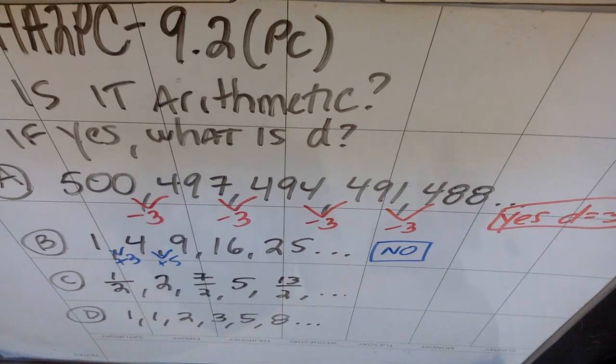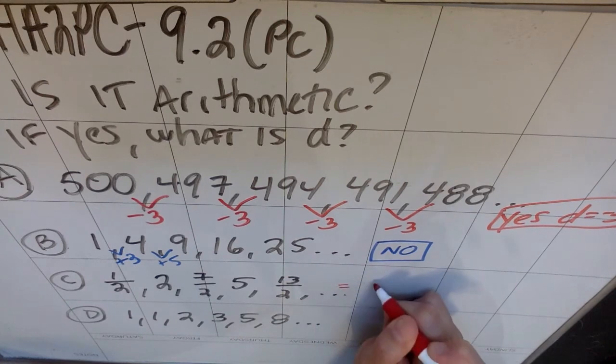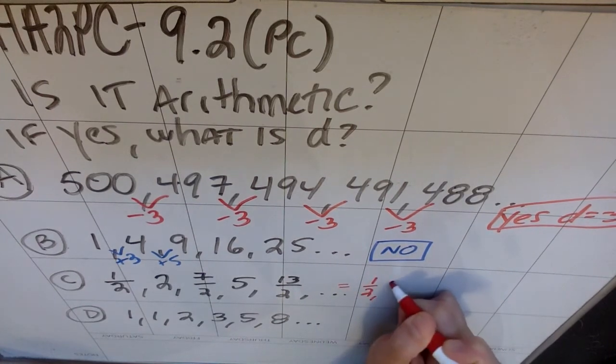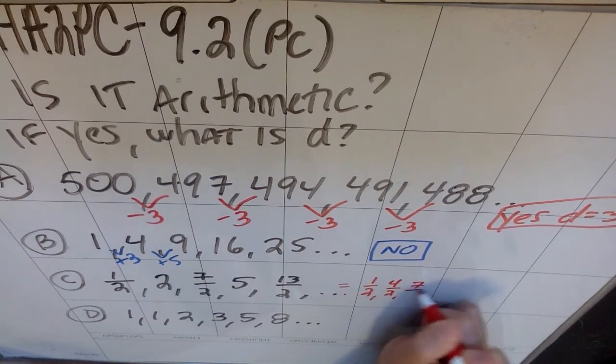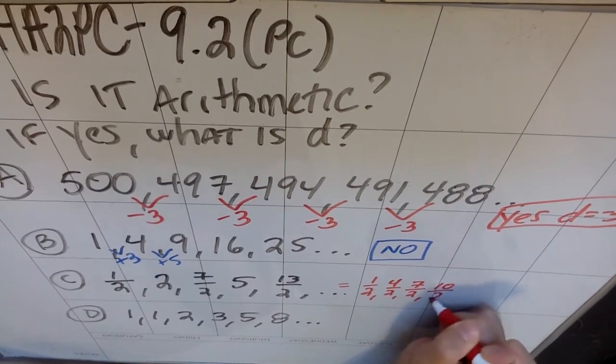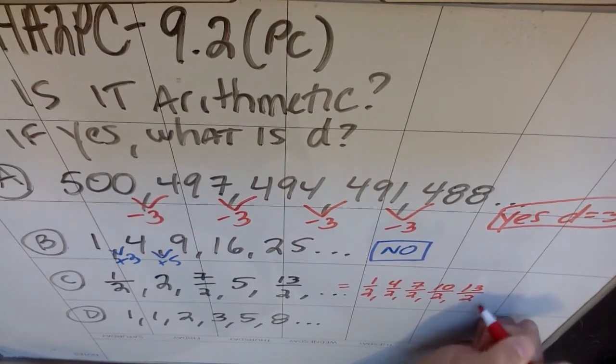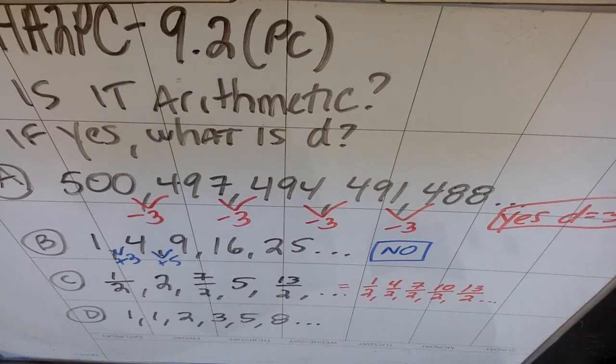So to do the next one, there's a couple different ways to look at it. You could convert this to decimals, or I would suggest it's easier to look at it as all fractions, right? If I rewrite this, it's 1 half, 4 halves, 7 halves, 10 halves, and 13 halves. What becomes clear is that I'm adding 3 halves every single time. There is a common difference.